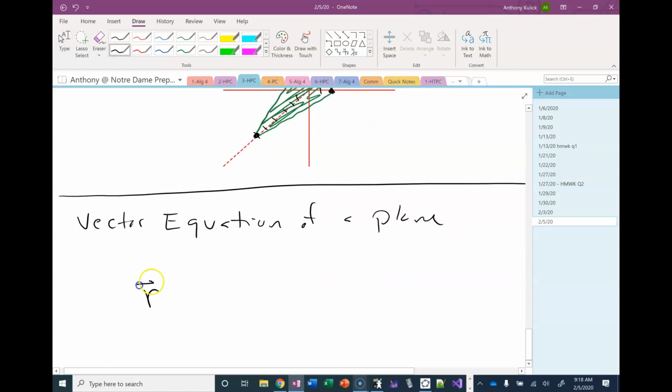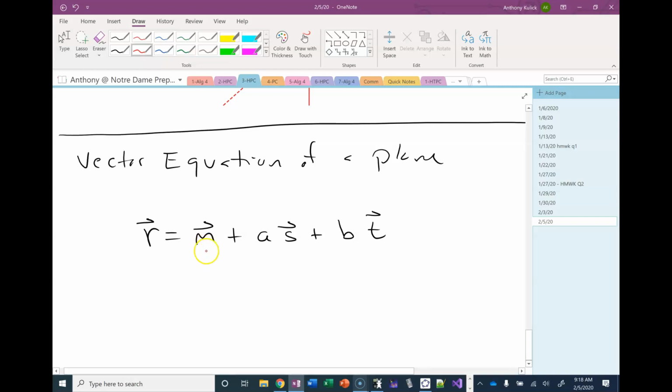So the vector equation for a plane is r equals m plus as plus bt. Where the m vector is just a point vector. It's any point in that plane. s is a direction vector. It's any vector that lies in the plane. And since it's 3 dimensions, we actually need 2 vectors to describe the direction of the plane. Because it's a 2-dimensional object, so it needs 2 directions. But t is just any other vector in the plane.